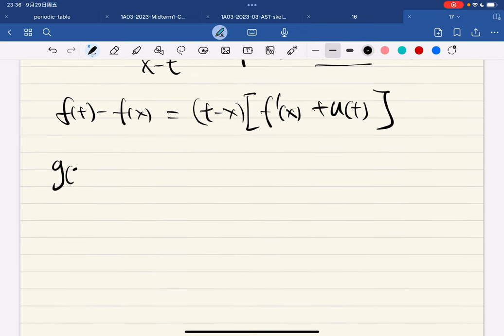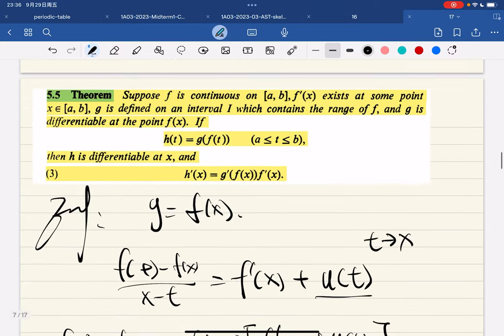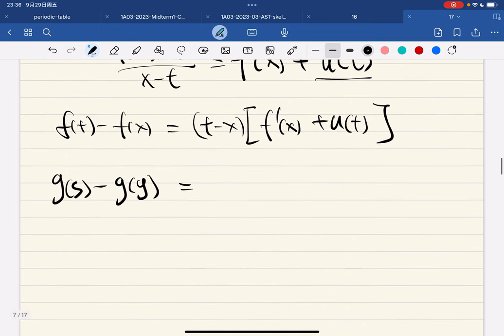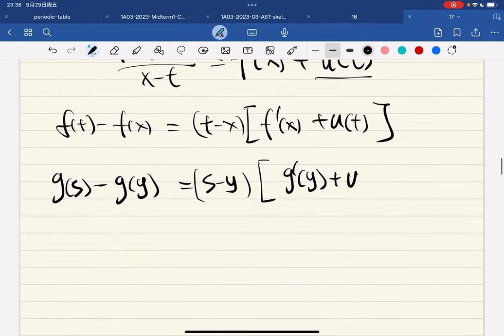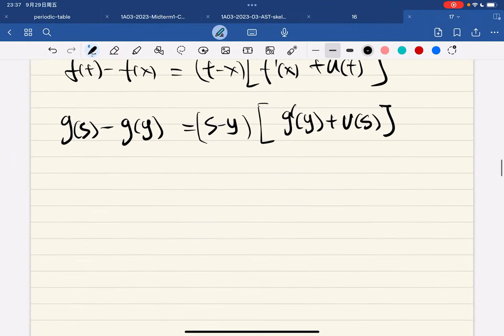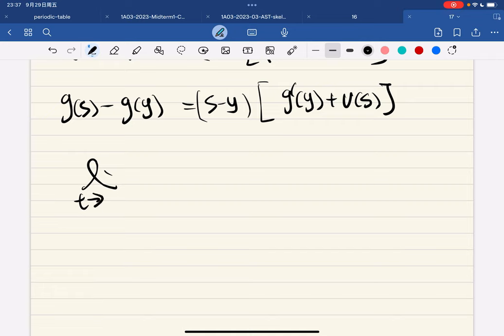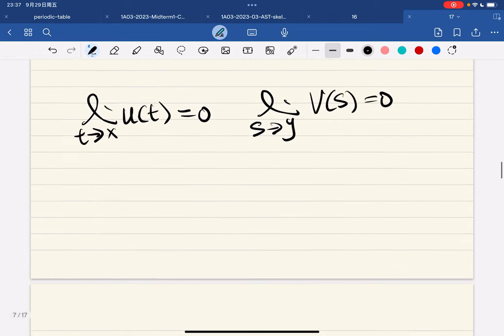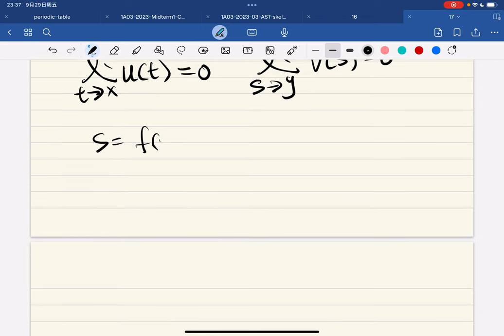And then again, g(s) minus g(y), because g is also differentiable at the point y equals f(x). This is equal to (s minus y) times [g'(y) plus v(s)]. The v is also an error, which vanishes as the input s approaches y, which is f(x). So as t approaches x, the error function u(t) goes to 0, and as the input s approaches y, v(s) goes to 0. Since they're differentiable, now we let s equal f(t), where t is in the interval.